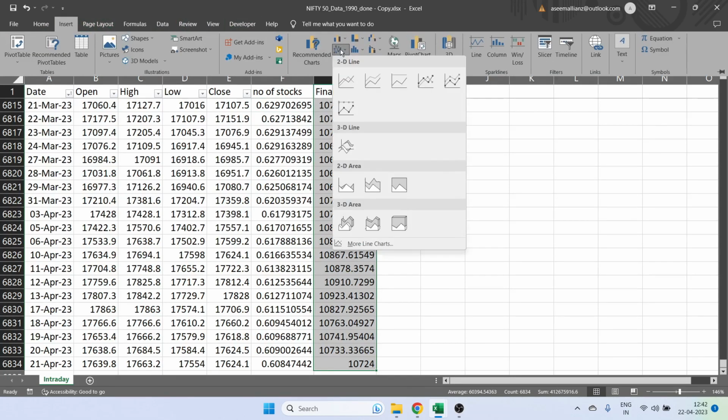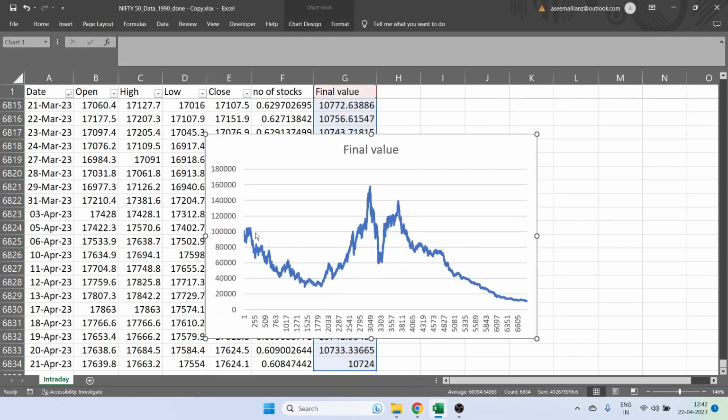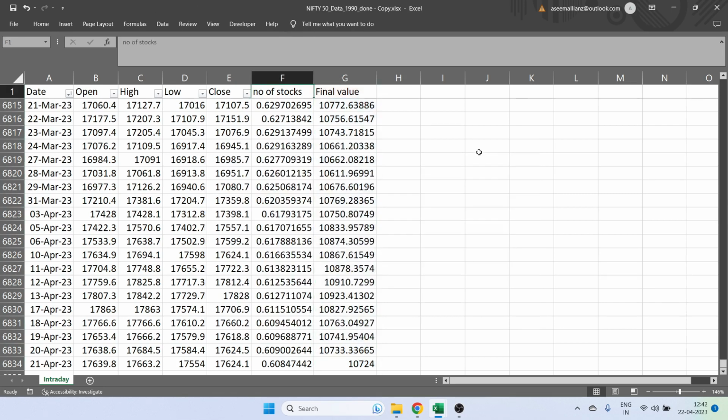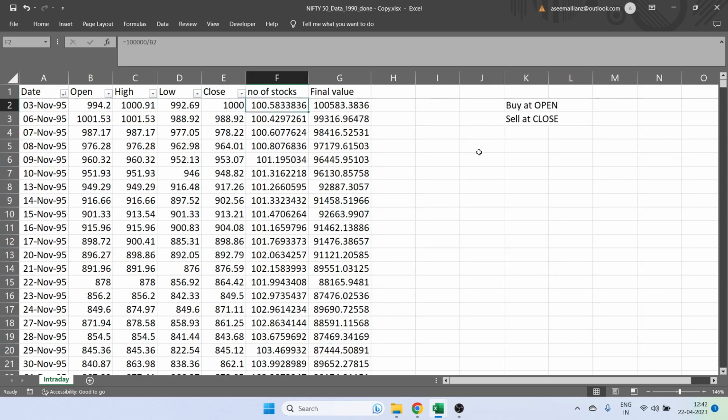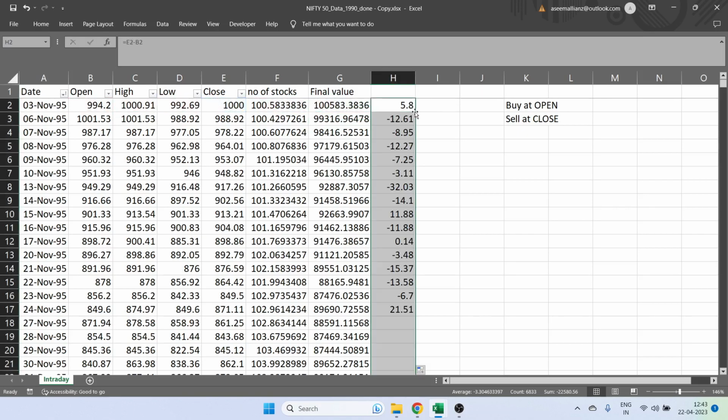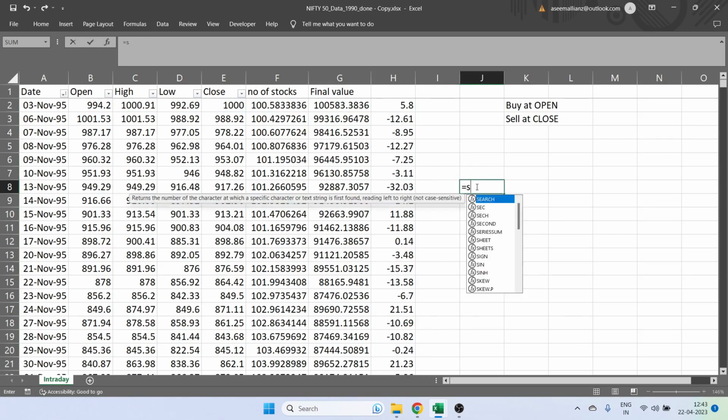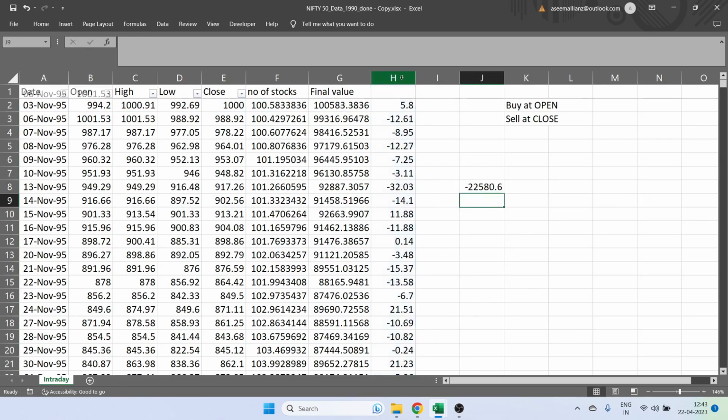So if I just show you the chart, this is how the chart looks like. We started with 1 lakh rupees, and if we were doing this strategy on Nifty intraday, our money would have actually gone down. That means over the last 28 years, on an intraday basis, the value of Nifty has actually gone down. We can even check that. If we do the closing price minus the buying price for the whole 28 years, let me just sum this up, you will notice that on an intraday basis, we actually see a downfall in Nifty.